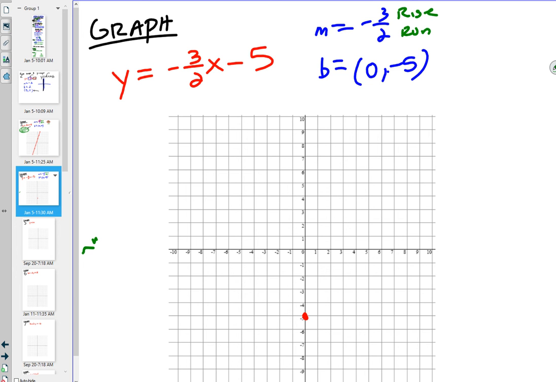When I start above the origin, I like to go down. Not because you have to. But let's just say I stick to that, and I choose to go up. How far would I go up? Not 2, I would go up 3 because that's my rise.